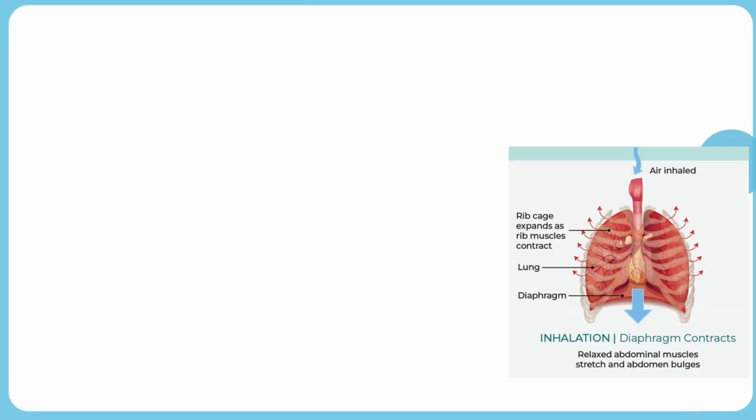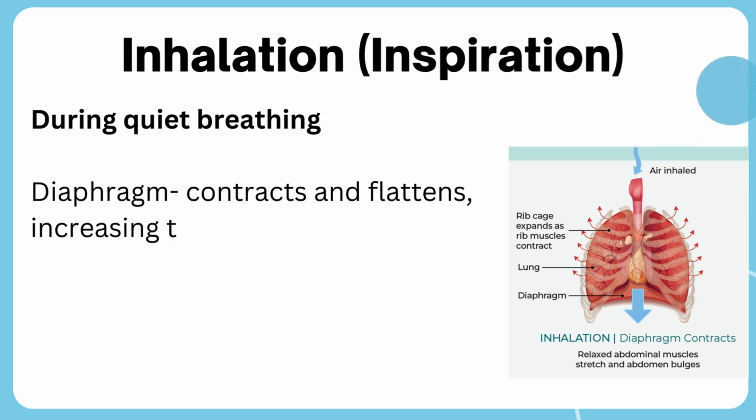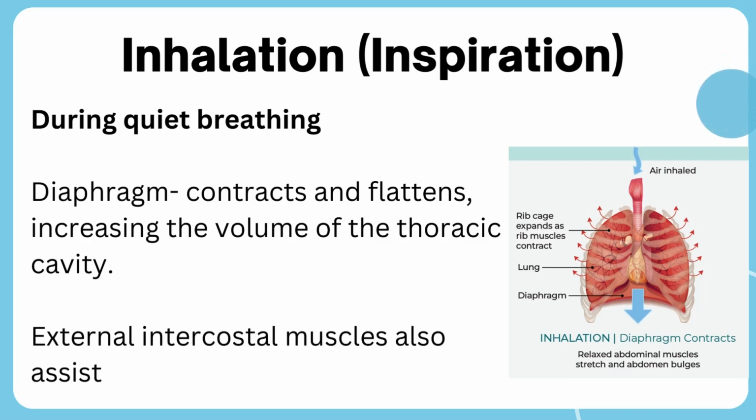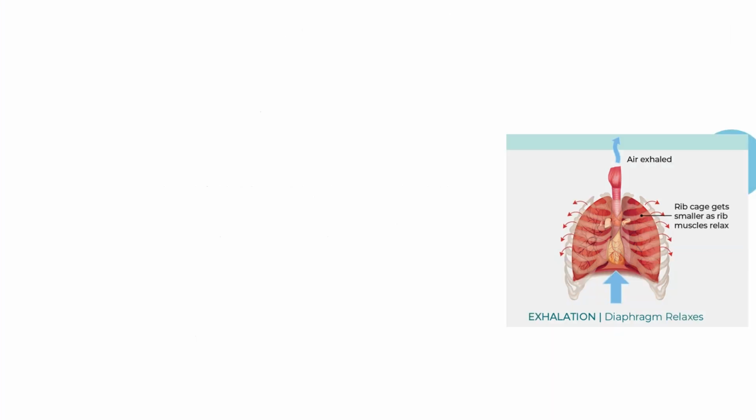Inhalation, inspiration. During quiet breathing, the diaphragm contracts and flattens, increasing the volume of the thoracic cavity. The external intercostal muscles also assist by elevating the ribs. This expansion decreases the air pressure in the lungs, causing air to flow in.